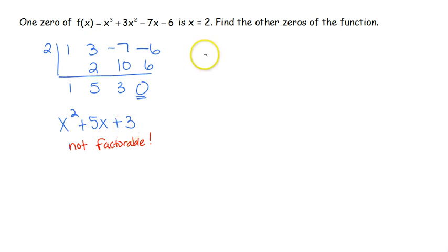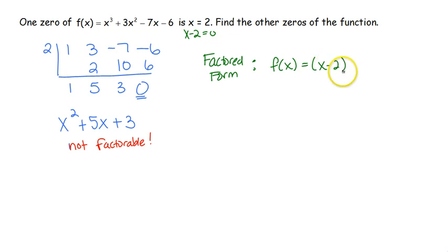So, for factored form, we have the factor that was given to us. If x equals 2 is a solution, that means x minus 2 is our factor. Now we could not factor this any further, so our second factor is x squared plus 5x plus 3. And that's as far as you can go for factored form. But we can go further when we are solving.